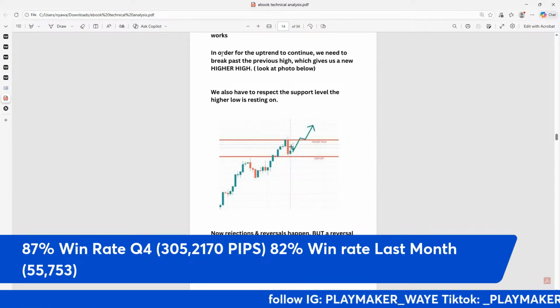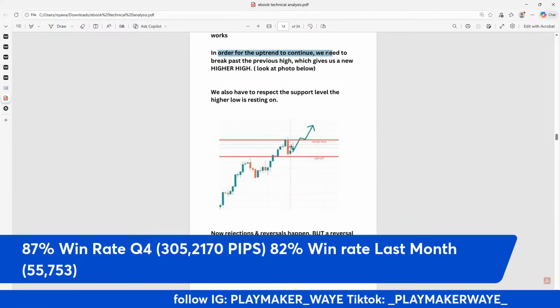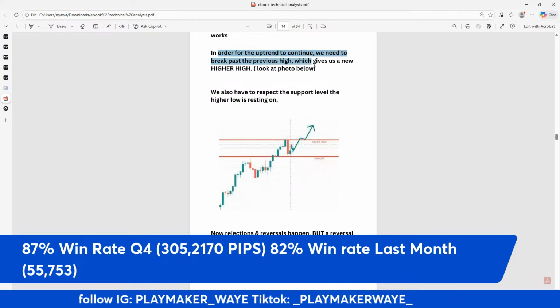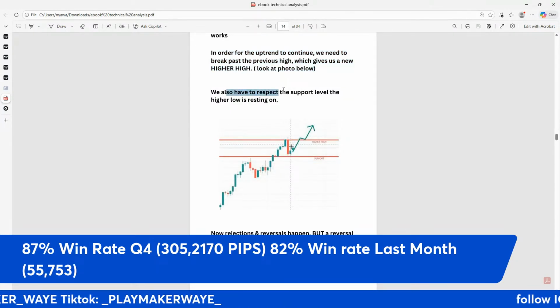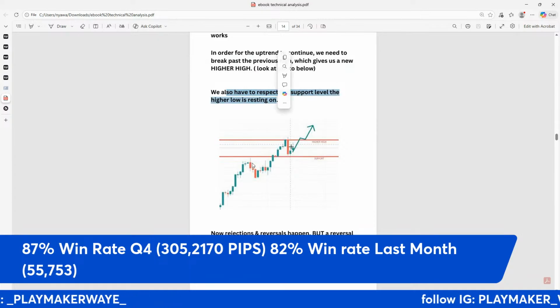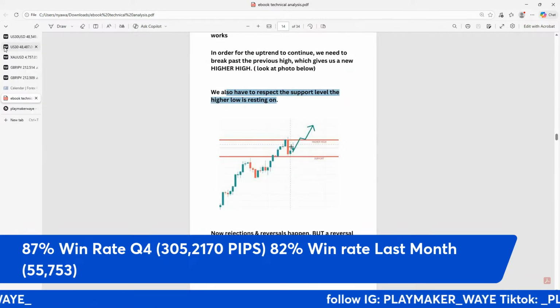So like it says right here, for the uptrend to continue, we need to break past the previous high, which gives us a new higher high. Look at the photo below. We also have to respect the support level the higher low is resting on.